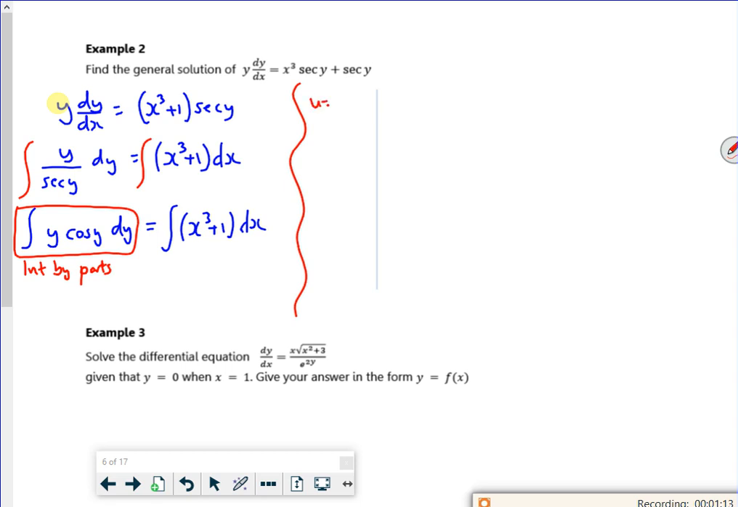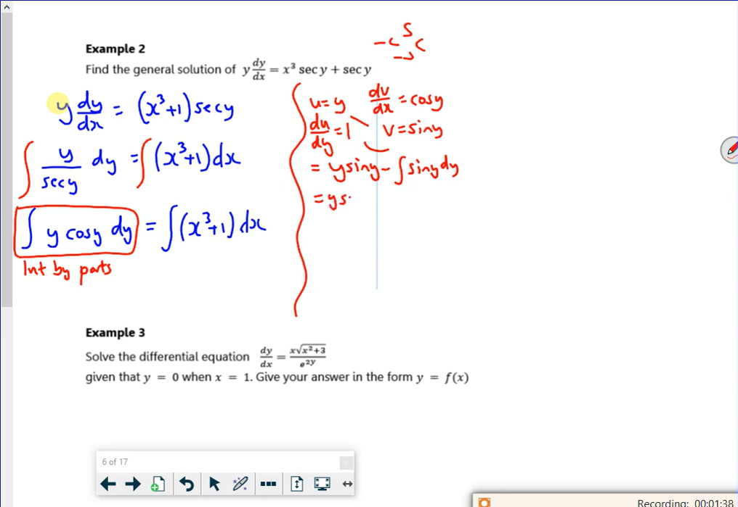So u is y, so du by dy is 1. dv by dx is cos y. If I integrate cos, it's sine y. It's uv, so it's y sine y minus the integral of sine y dy. So it's y sine y, and if I integrate minus sine, it goes to plus cos y. That there is integration by parts for the left hand side. So it becomes, see if I can just rub that a little bit out. So that's my integration by parts.